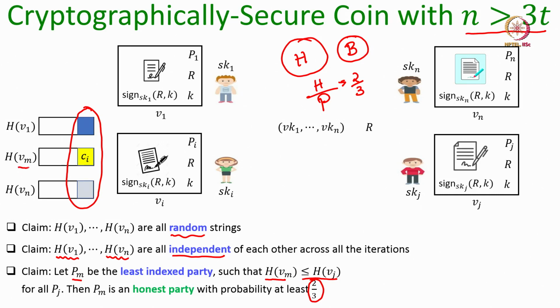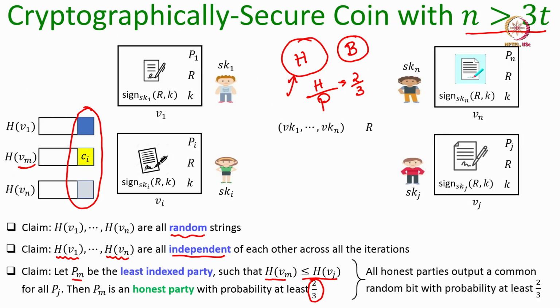what is the probability that the party PM whose hash value turned out to be smallest belongs to the set H. Well, the probability of that is 2 over 3, because there are total n number of parties and 2/3 of them could be honest. This automatically implies that all honest parties output a common random bit with probability at least 2 over 3.